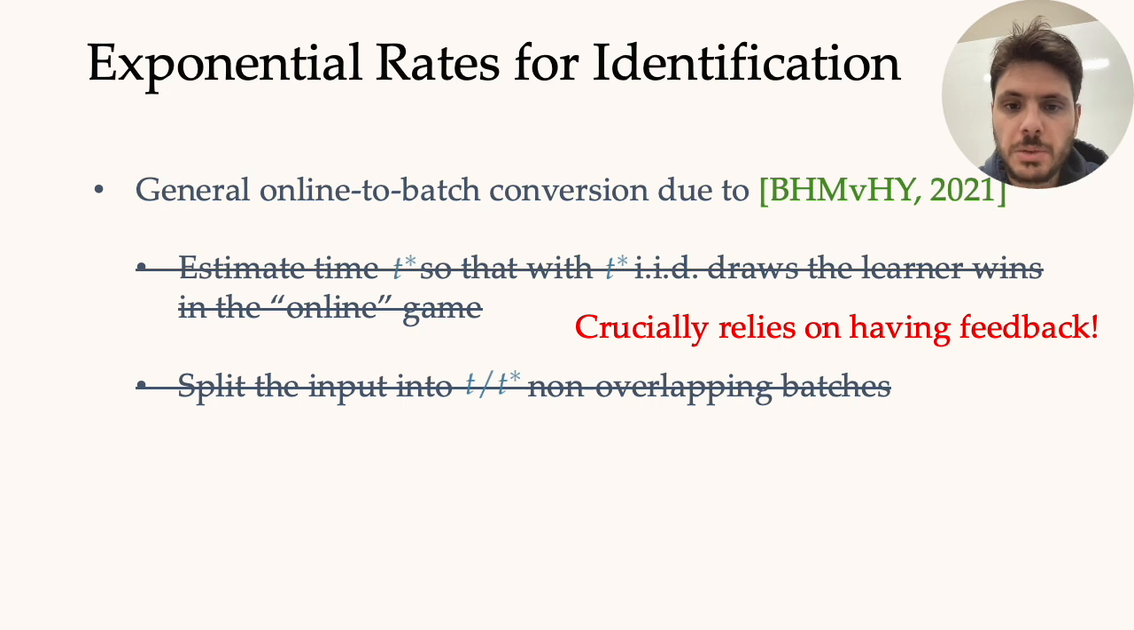Unfortunately, there are two obstacles to applying this framework in our work. The first obstacle has to do with the fact that we cannot estimate this time T star because we do not have any feedback on the predictions that we make. In particular, in the work of Bousquet et al., they could obtain feedback by using the fact that they have both positive and negative examples, but in our work we only have access to positive examples, so there's no way to simulate that type of feedback.